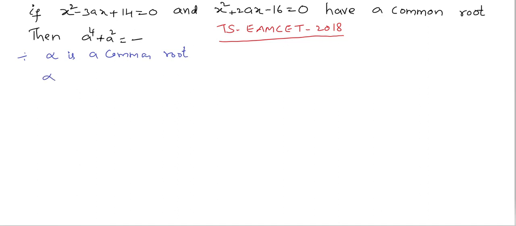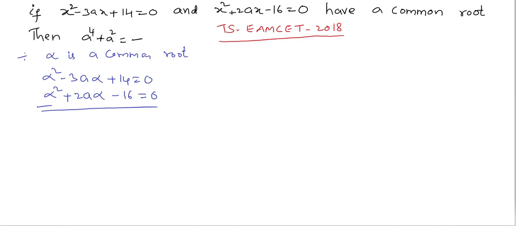So substituting alpha, that is alpha square minus 3a alpha plus 14 is equal to 0, and second equation alpha square plus 2a alpha minus 16 is equal to 0. So subtracting these two, that is minus, minus, plus, so alpha square is cancelled, minus 3a alpha minus 2a alpha, that is minus 5a alpha plus 30 is equal to 0. So 5a alpha is equal to 30, a alpha is equal to 6.